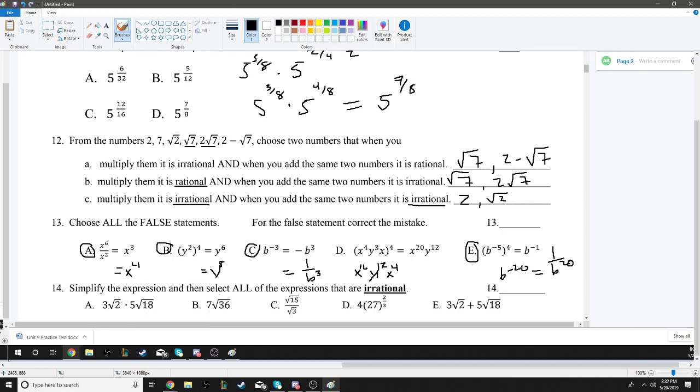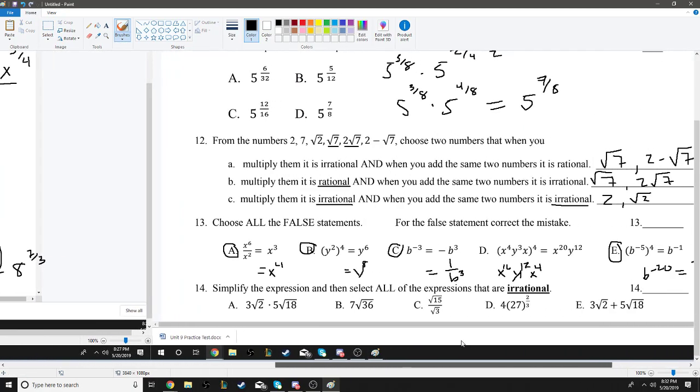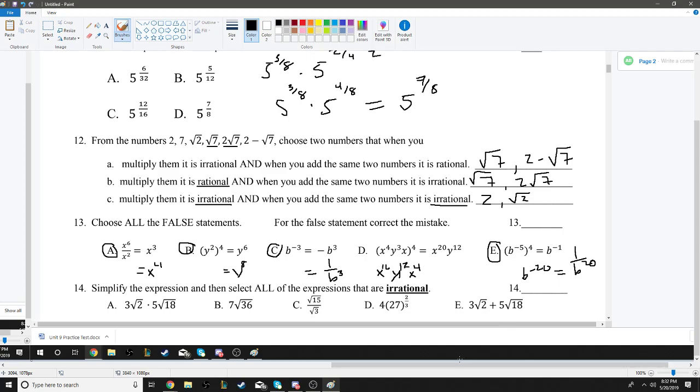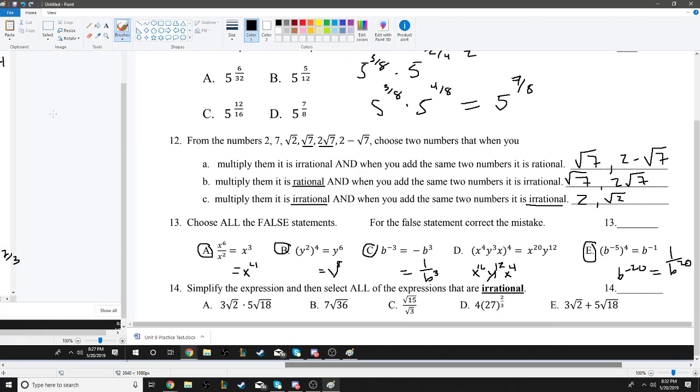Simplify the expression and select all that are irrational. So 3 times 5, that is going to be, whoops. Since I'm running out of room, I'm going to do some work on this side. So 3 times 5 is 15. And 2 times 18, that's root 36. But the square root of 36 is 6, and 15 times 6 is equal to 90. So it's not A.